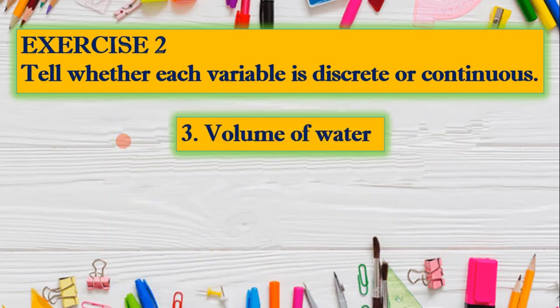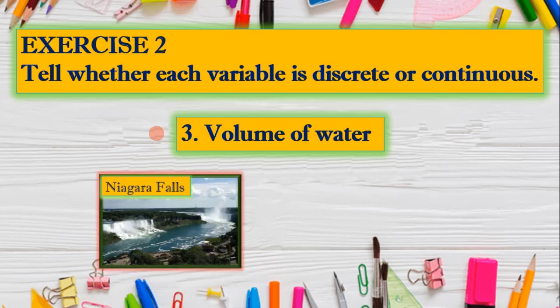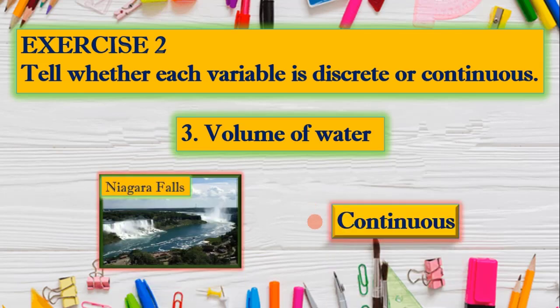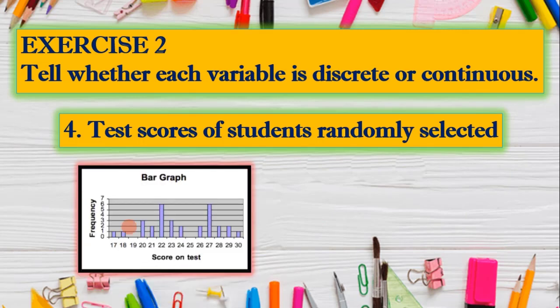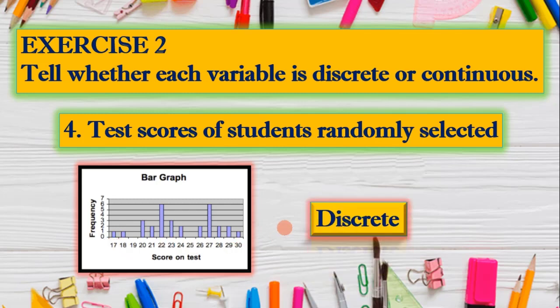Number 3, volume of water. In this case, we can quantify water using a unit of measure, which is a volume. So in this case, we have a continuous variable. Number 4, test scores of students randomly selected. We have here the score on the test. Examples are 17, 18, up to 30. So using counting numbers, we can quantify the test scores. So we have this as a discrete variable.